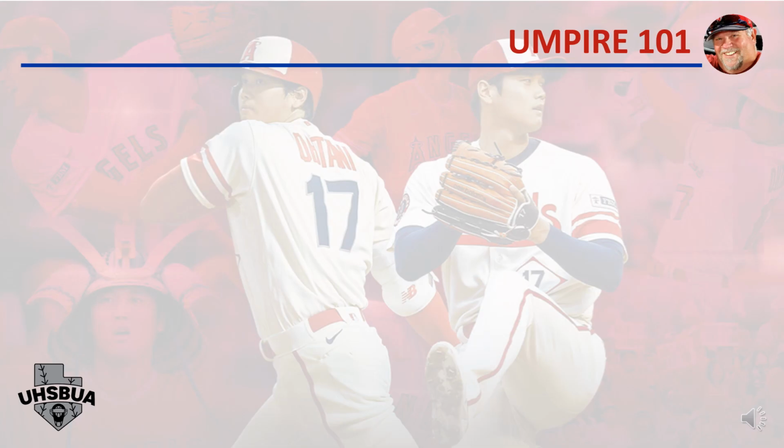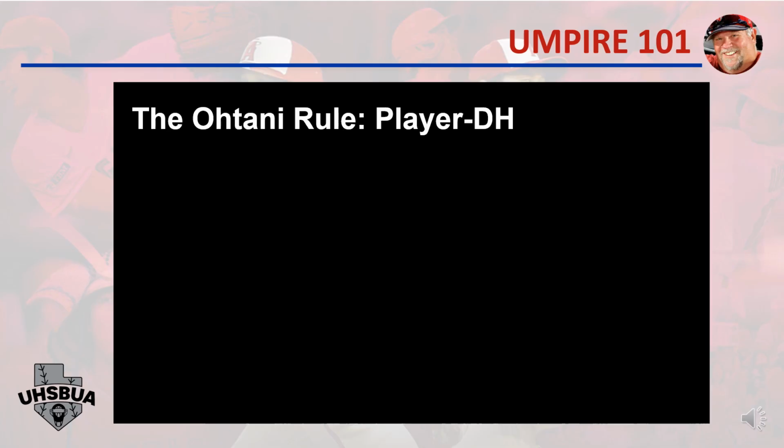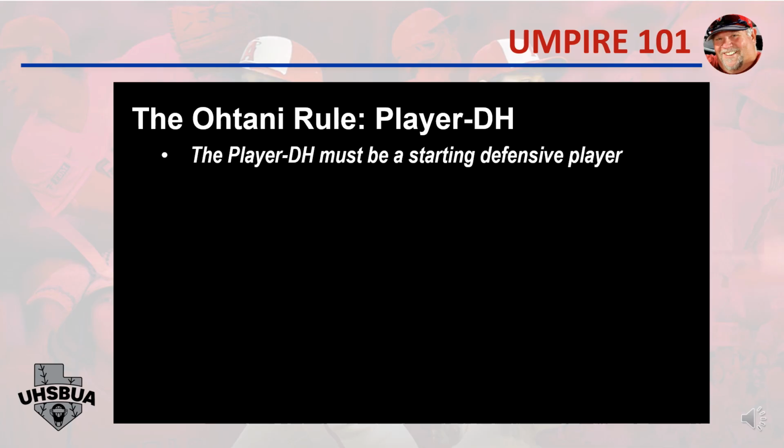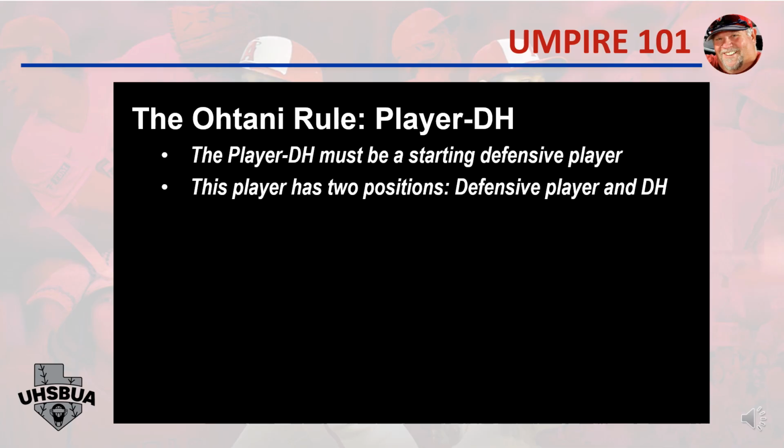Let's turn our attention to the player DH. A big difference between the NFHS and the NCAA or MLB versions of this rule is that, in high school baseball, the DH can be used for any of the starting players, not just the pitcher. When a team opts for the player DH option, the designated hitter must be one of the starting defensive players. This player actually has 2 positions. The first is the defensive position assigned to begin the game. The second is the designated hitter.